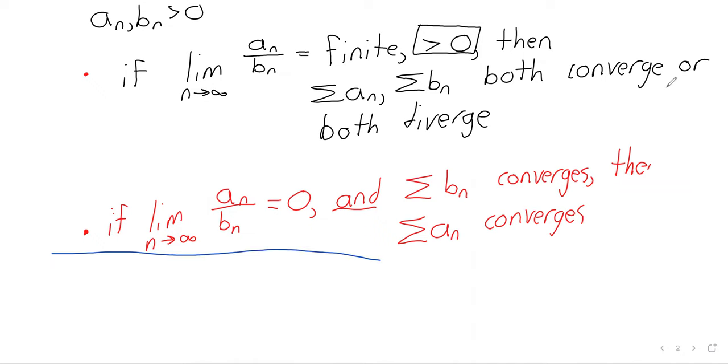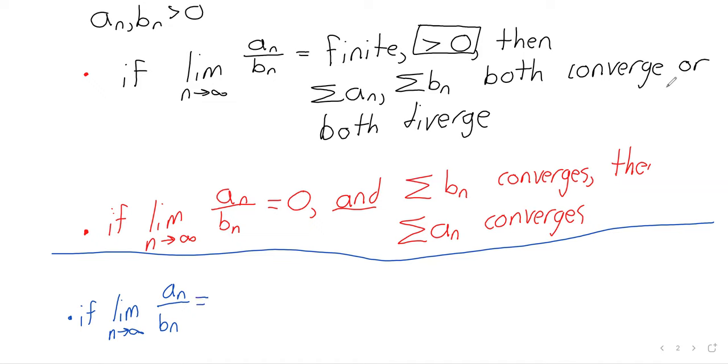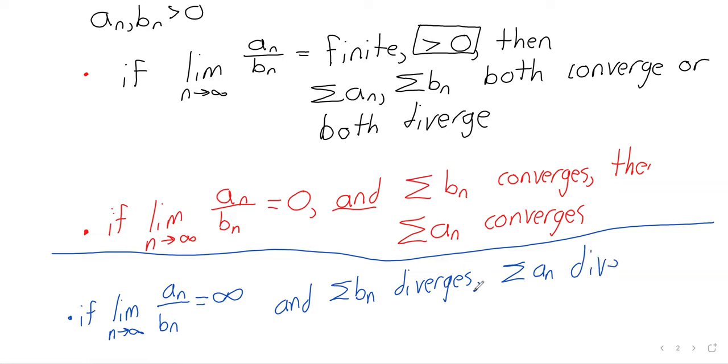And we haven't seen this case, and we probably won't, but there is some remaining case. Let me try to think of this. If the limit is infinity, sorry, and b sub n diverges, the top also diverges.